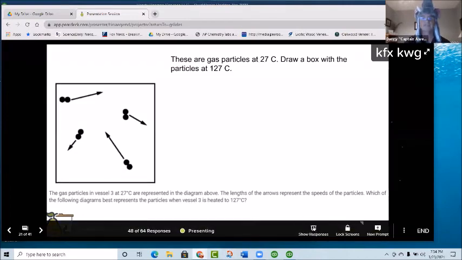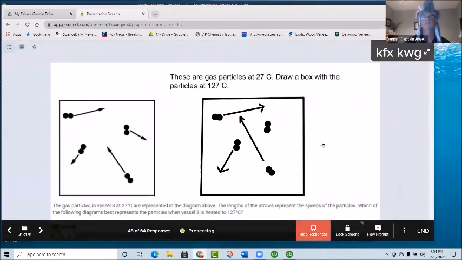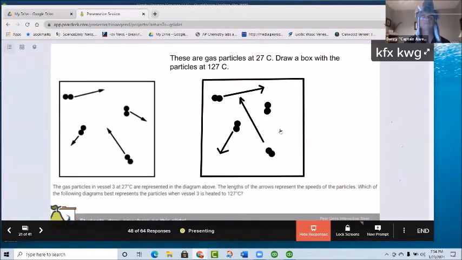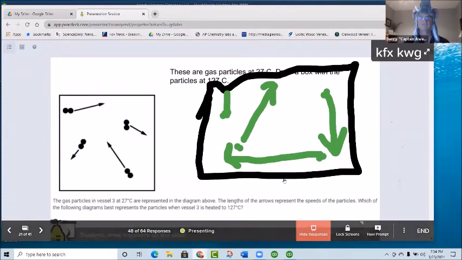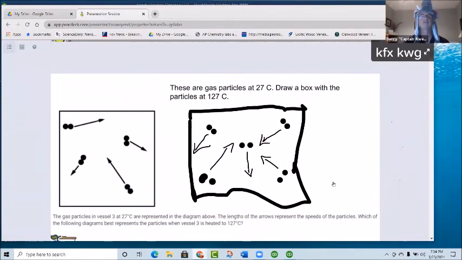So let me look at y'all's answers. This is going to be great. All right. Some of y'all are neater drawers than others. That's fine. I can't draw for anything.